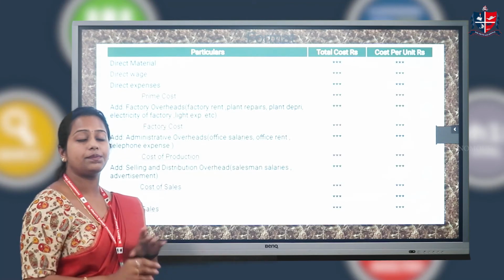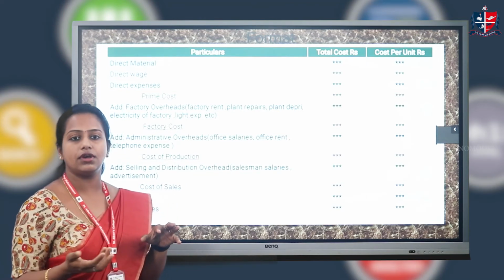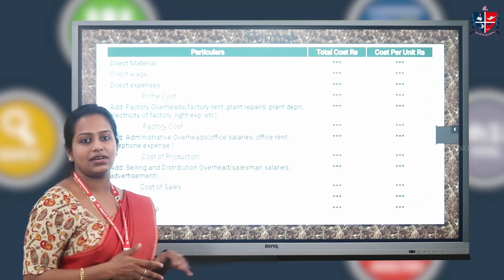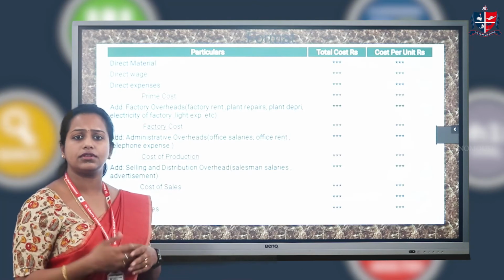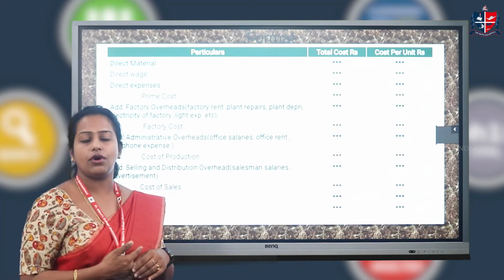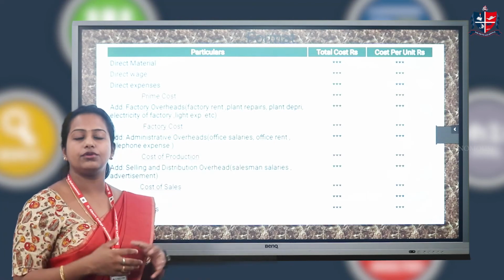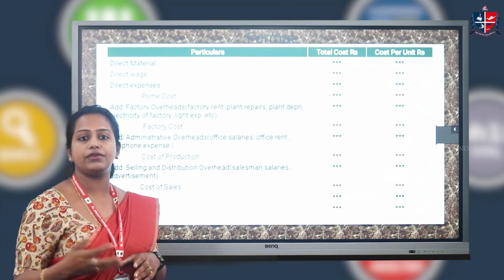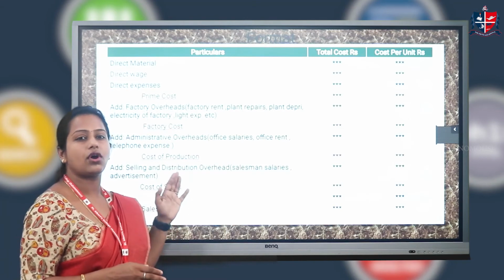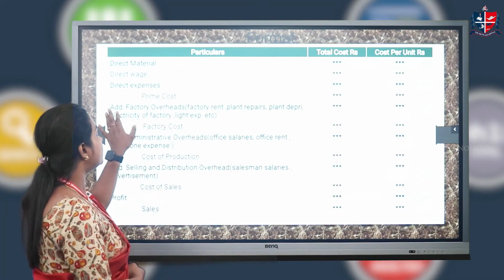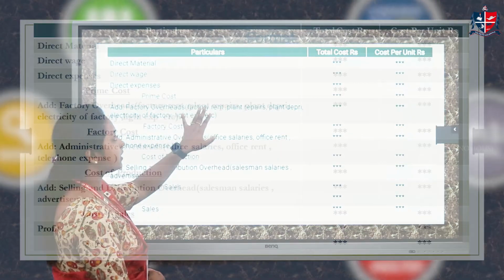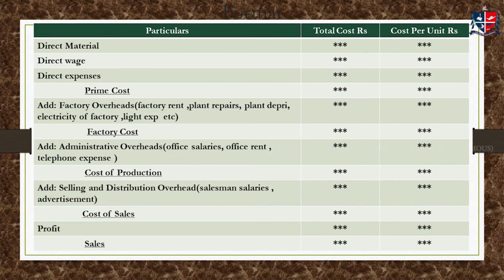And you need to keep in mind that items purely of a finance nature are not considered in the cost sheet. So from an exam point of view, if you find questions with items of a purely finance nature, you need to just avoid them, because in the cost sheet we are not considering items which are purely financial. Back to the topic, factory overheads: the factory rent, plant repairs, plant depreciation are all considered in the factory overhead.